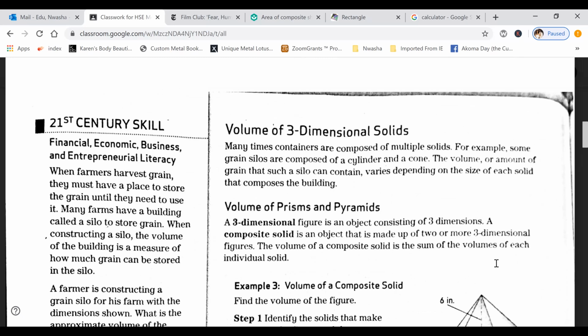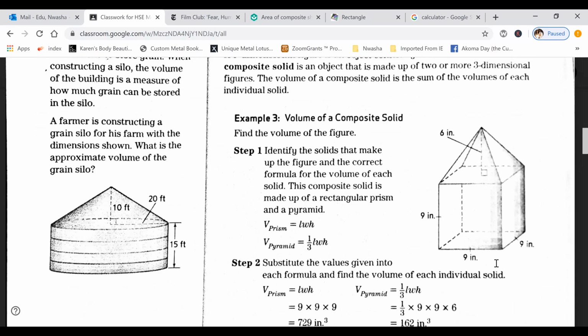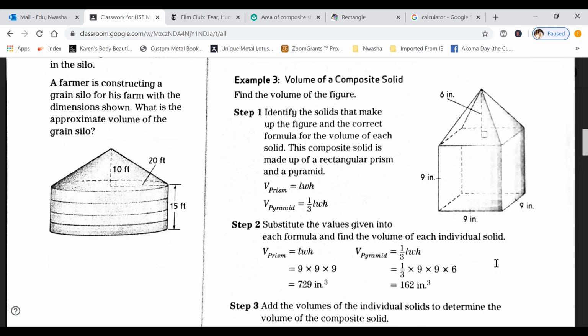So we did this already, but this is just the description of what we just did with the silo. So this is saying volume of 3-dimensional solids, and the example is a square with a pyramid. So this is what we just did, but we did it with the cylinder and the cone. But it says find the volume of the figure. So you can get a question that's really direct like that, or one that's more of a story, like the shape being a silo for the farm, right?